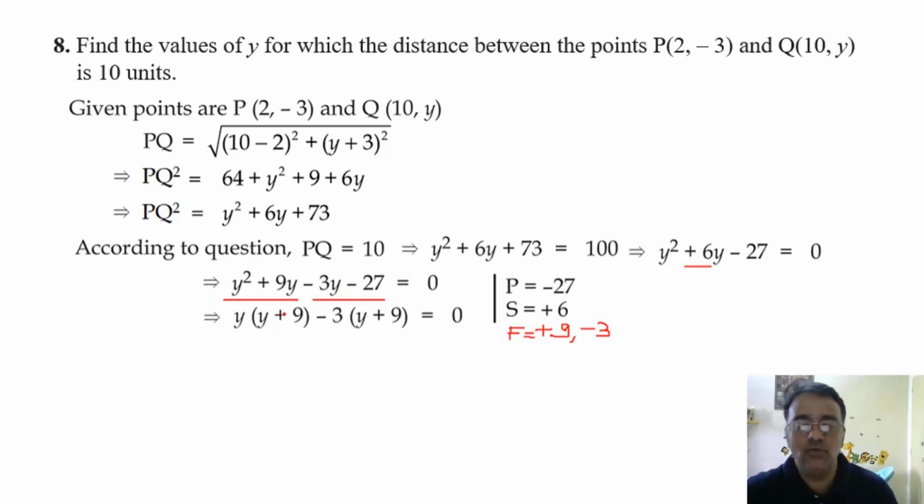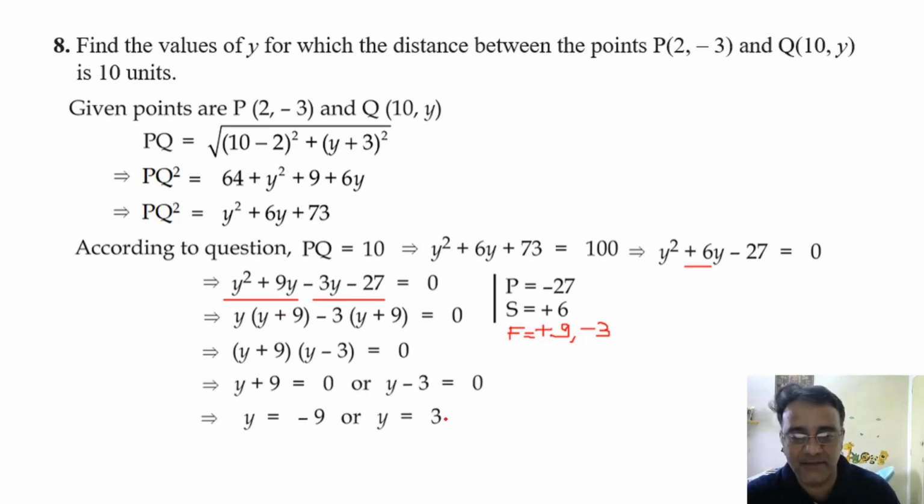So we'll get two factors y plus 9 into y minus 3. If you further equate with 0, you'll get two answers, minus 9 and 3. So coordinates negative हो सकता है. So therefore both the values are possible. Okay. Hence y is equals to minus 9 and 3. Any doubt here? No, sir.